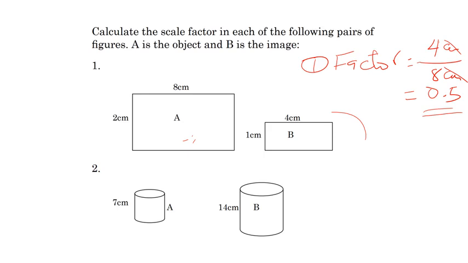Okay, so let's look at this example too. We consider the height. In this case, factor will be equal to 14 divided by 7. So that will give you 2. Okay, so in this scenario, the object is small, the image is bigger. So the factor is more than 1.